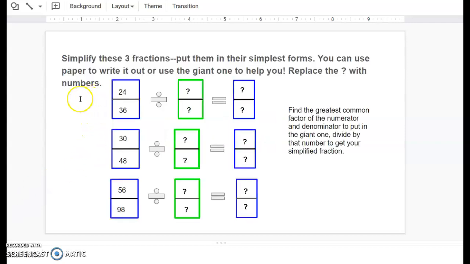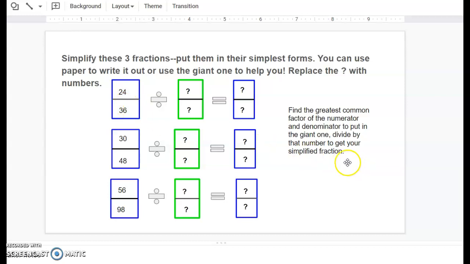What you're going to do on this last slide is simplify these 3 fractions. Put them in their simplest forms. You can use paper to write it out or use the giant 1 to help you. Replace the question marks with numbers. To do this, you want to find the greatest common factor of the numerator and denominator to put in the giant 1. So find the largest common factor between the two numbers. Divide by that number to get your simplified fraction.